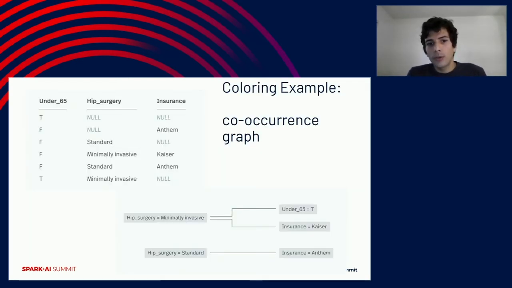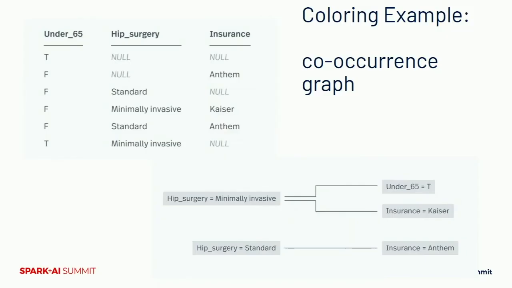So let's go through a more concrete example of how this graph gets built. We have here a pretty small data frame over 6 rows. And what we've done is we've created a vertex for each feature. So all of the different values that our categorical values take on have an associated vertex. And you'll notice that we have a row here with both minimally invasive hip surgery and Kaiser insurance. And so as a result, we've put an edge between those 2 vertices there. We went ahead and did this for the rest of the data frame, and we end up with this graph with 2 connected components and 3 edges between all the vertices.